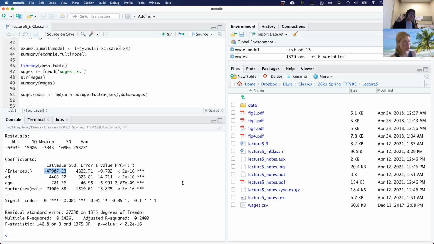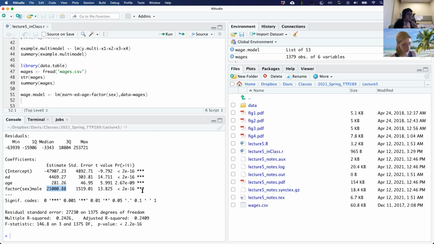There is one tricky bit about this, which is we also have this factor sex male going on here. So, Aditya, do you know what this means relative to the intercept? So every time the individual is male, you would have a higher earning of 21,000. Okay, yes, perfect. Thank you, Aditya. That's exactly right.